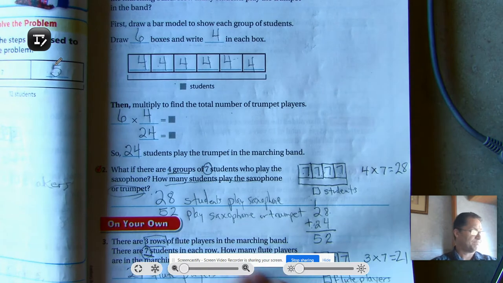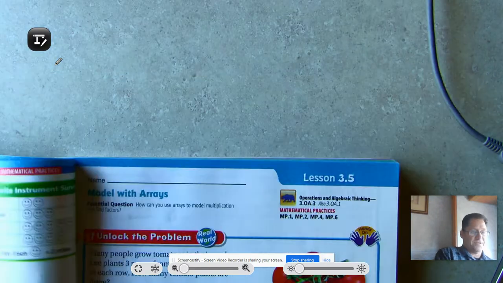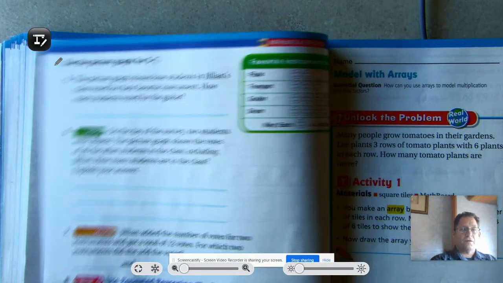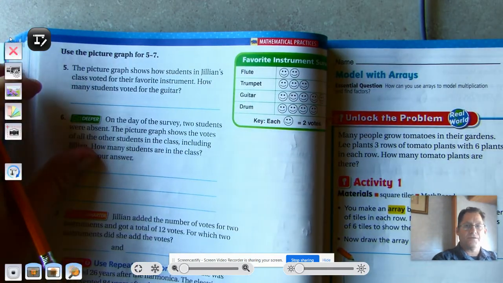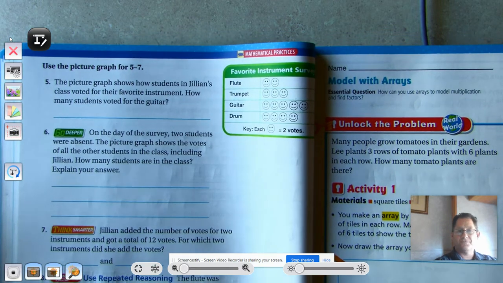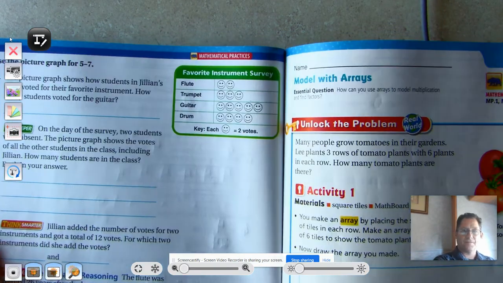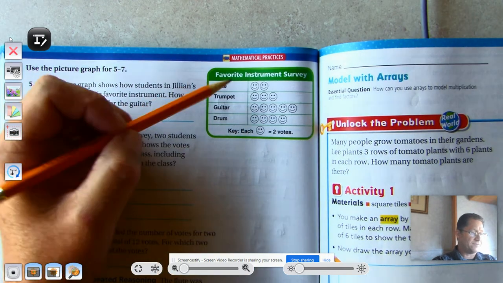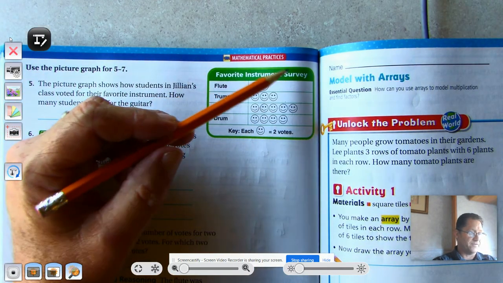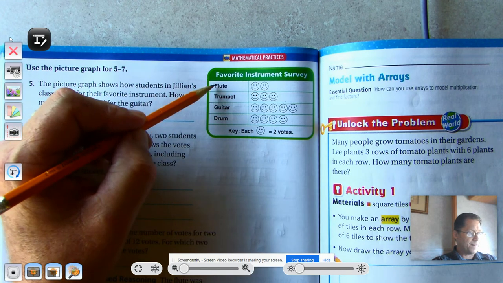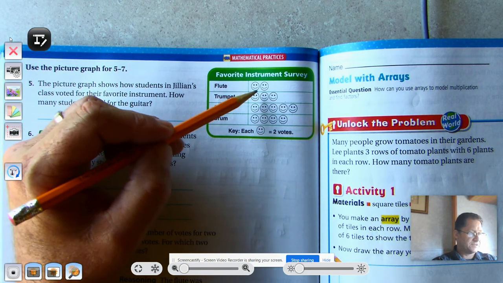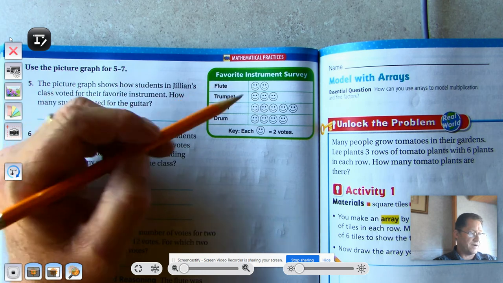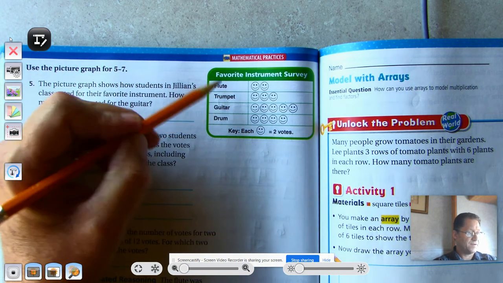Okay, move on to the last page for today's lesson. All right, in our directions it says, use the picture graph for numbers 5 through 7. All right, so in my picture graph, I see that we're looking at a favorite instrument survey, and each symbol in our picture graph represents 2 votes.